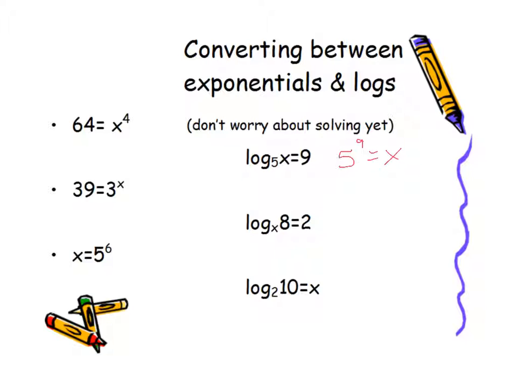Let's come to this next one. The base to this number equals 8, okay? X to the 2nd power equals 8. Last one, I want you to try this one on your own. Convert this one to an exponential. Do the loop.